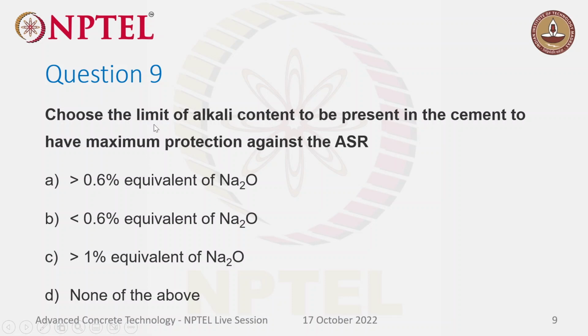The question is, choose a limit of alkali content to be present in the cement to have maximum protection against alkali silica reaction. So you have to find the alkali content limit of the cement to protect against alkali silica reaction. Let me start the timer for a minute now. Please choose the correct limit for alkali content to protect against ASR.